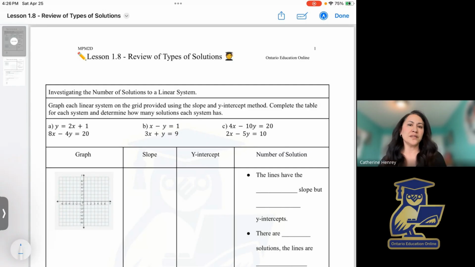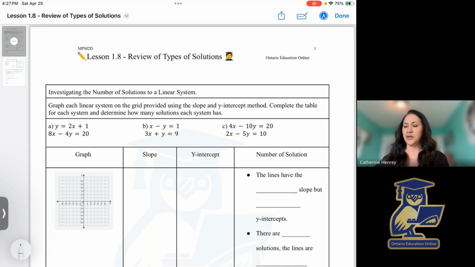Hi, everyone. Welcome to lesson 1.8, where we're going to review the types of solutions in linear systems. So we're going to investigate the number of solutions in a linear system. First, graph each linear system on the grid provided using the slope and y-intercept method. We're going to complete this table for each system and determine how many solutions there are in each system.